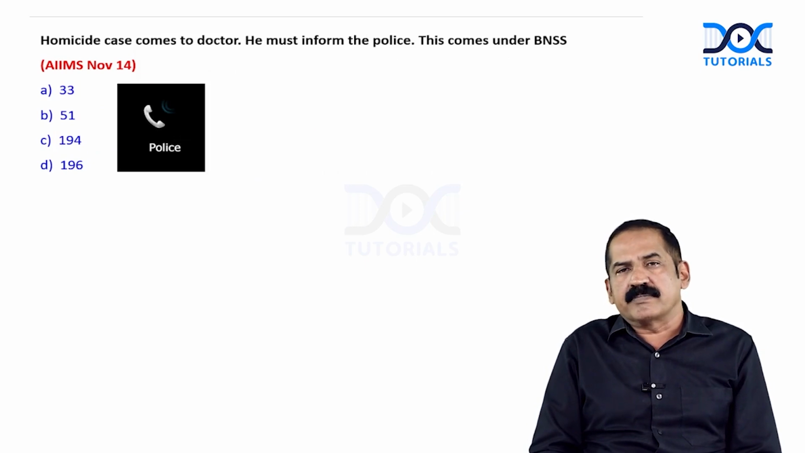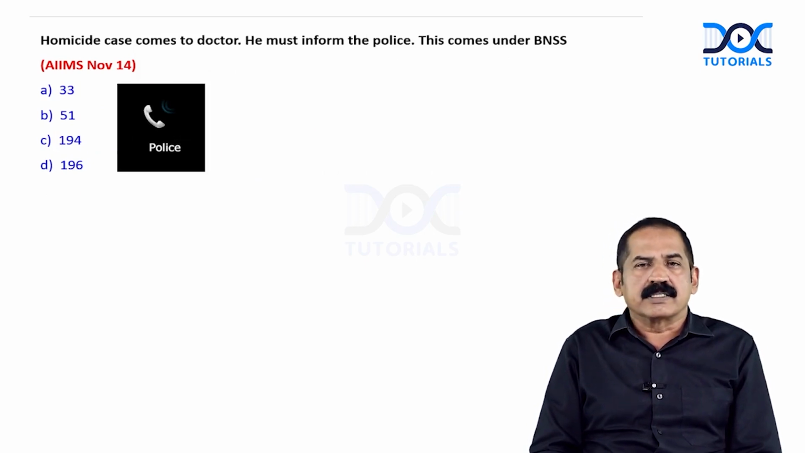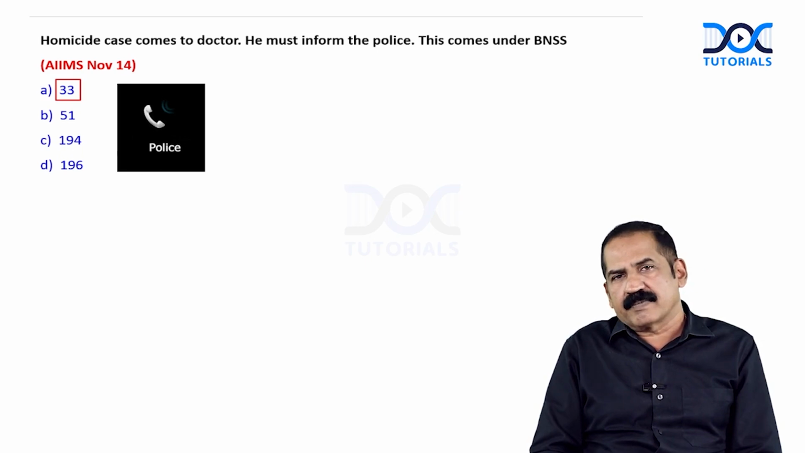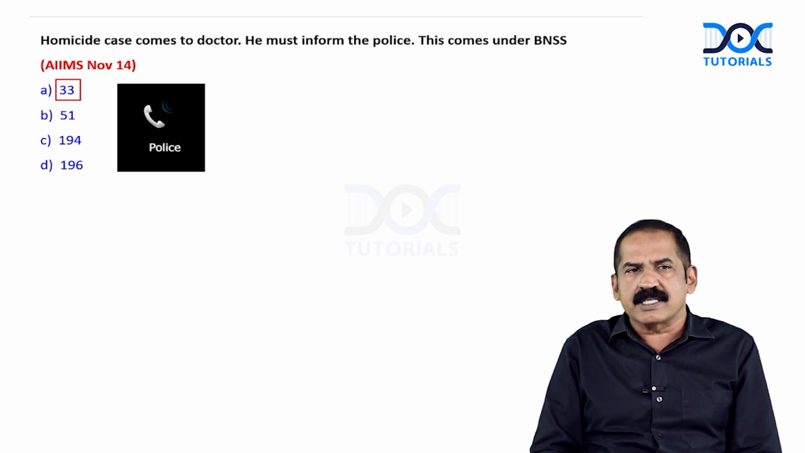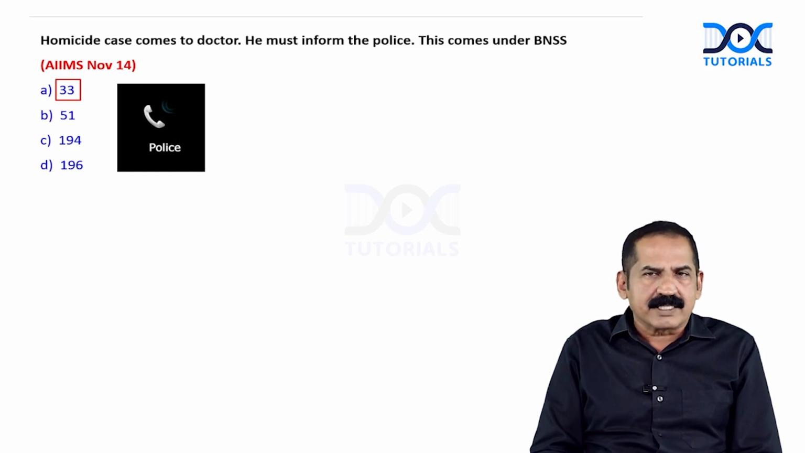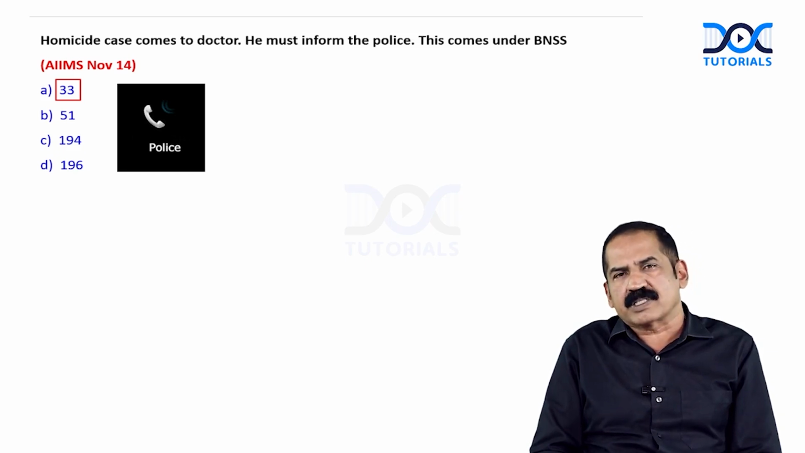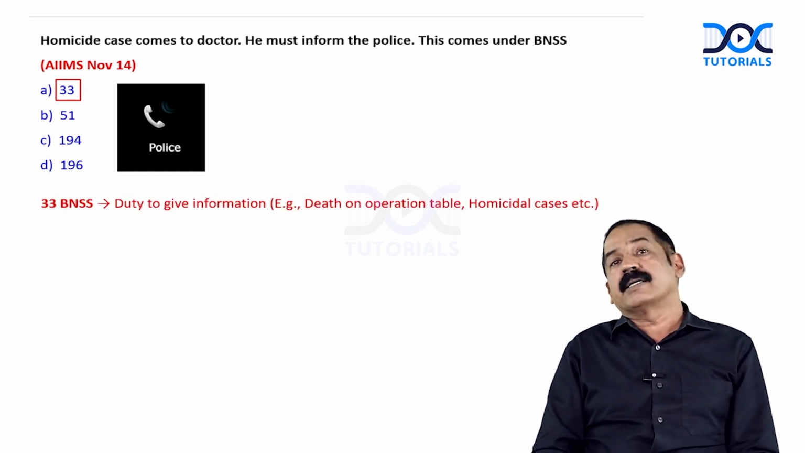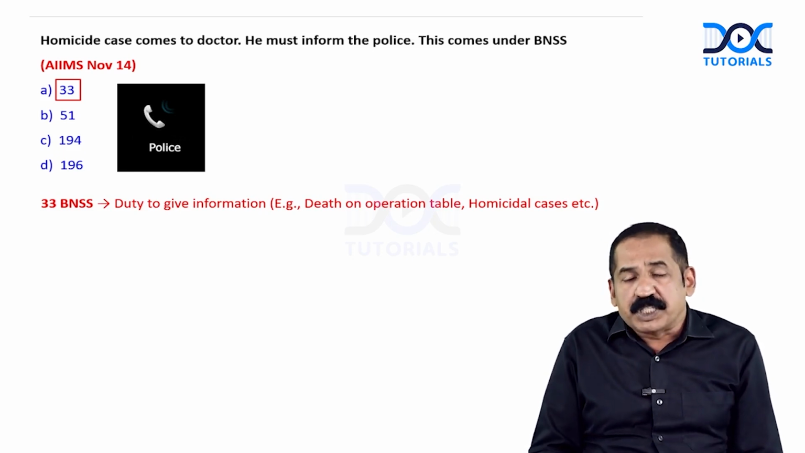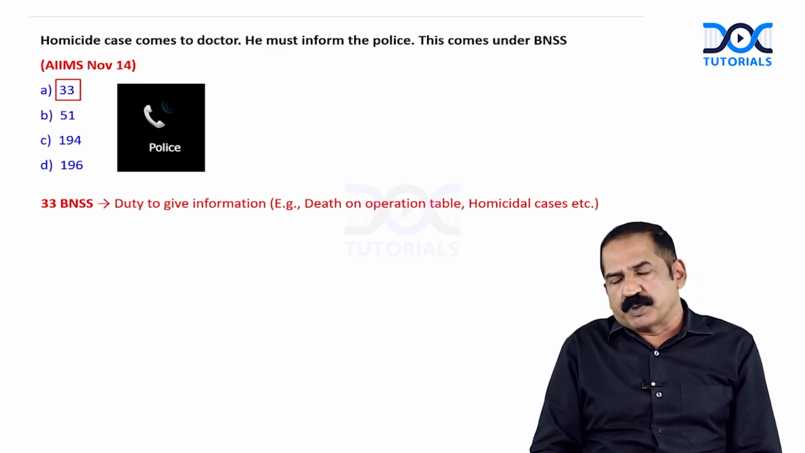Homicide case comes to a doctor, he must inform the police. This comes under BNSS. Answer is 33. What is 33 BNSS? Previously it was 39 CRPC, now it is 33 BNSS. BNSS, Bharatiya Nagarik Suraksha Sanhita. According to that, it deals with duty to give information to police.